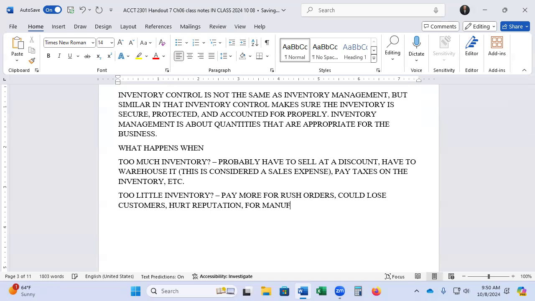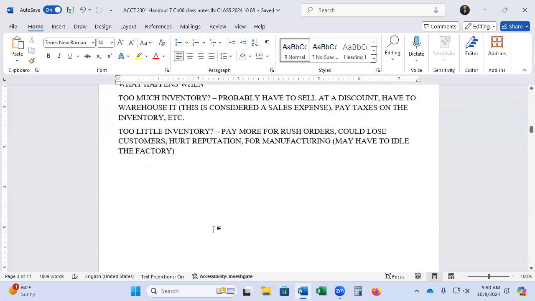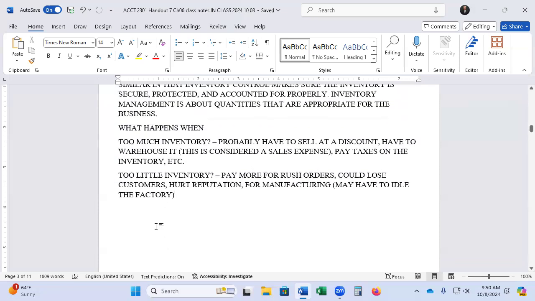For manufacturing, may have to idle the factory, right? We saw a lot of that during the pandemic, right? Because the supply chain broke down. All right, so that's just a little side note to get you thinking about the analysis and why we do some of the things we do.